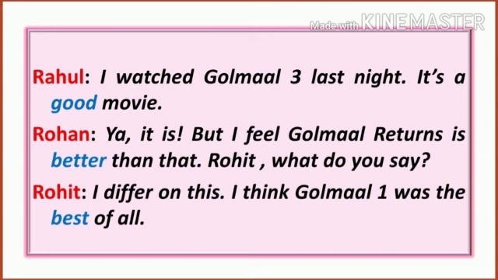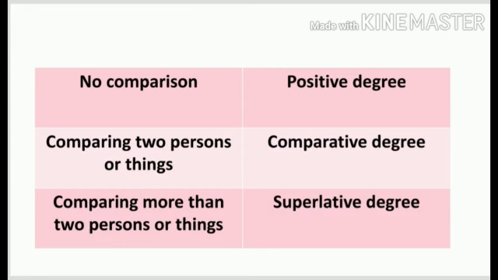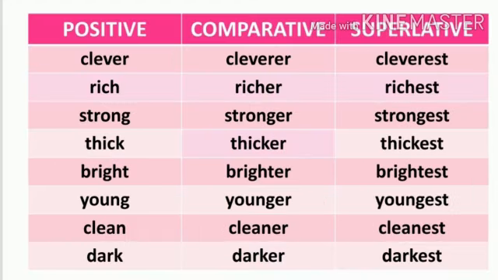This was just to make you understand that when we do not make any comparison, we use the positive degree of an adjective. When we compare two persons or things, we use the comparative degree of an adjective. And when we compare more than two persons or things, we use the superlative degree of an adjective.